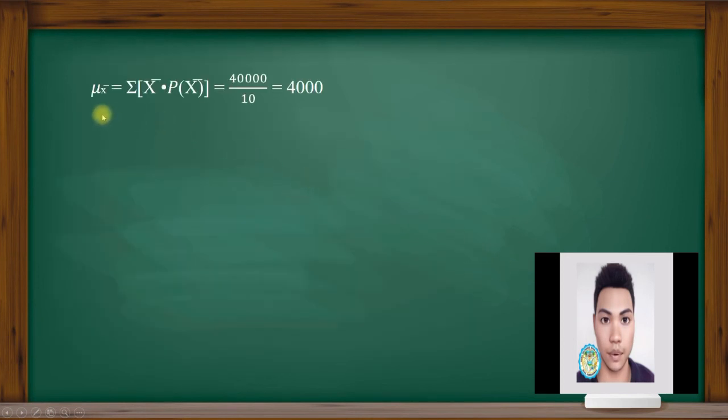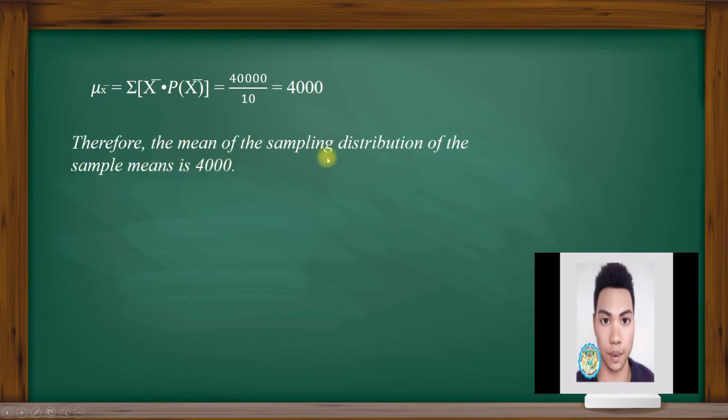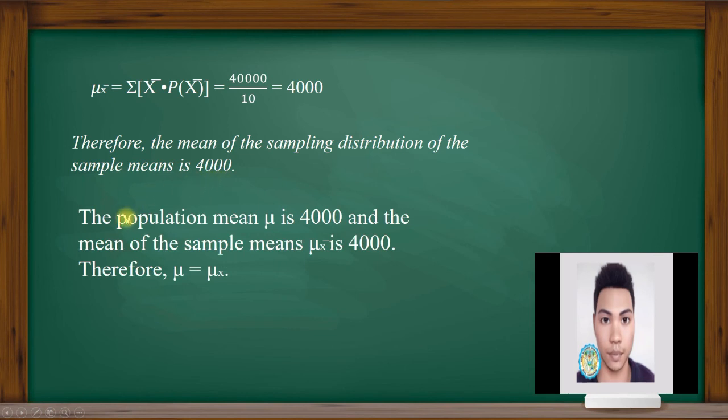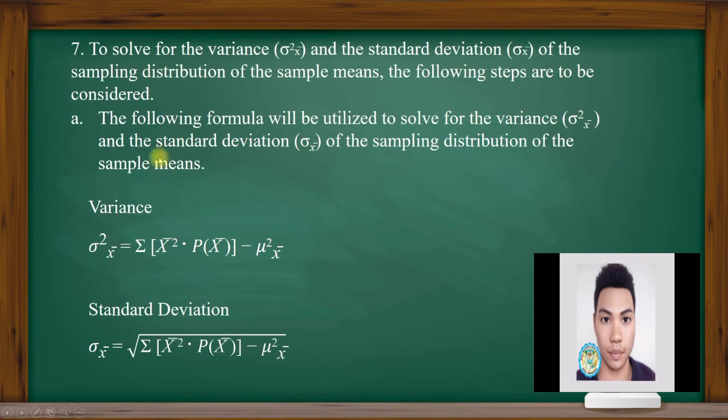So the mean of the sample means is equal to the summation of the product of the sample means and its probability. So ito yung nakuha natin dun sa last step, which is 40,000 over 10 equal to 4,000. So therefore the mean of the sampling distribution of the sample means is 4,000. The population mean is equal to 4,000 and the mean of the sample means is equal to 4,000. So therefore the mean of the population and the mean of the sample means are equal.